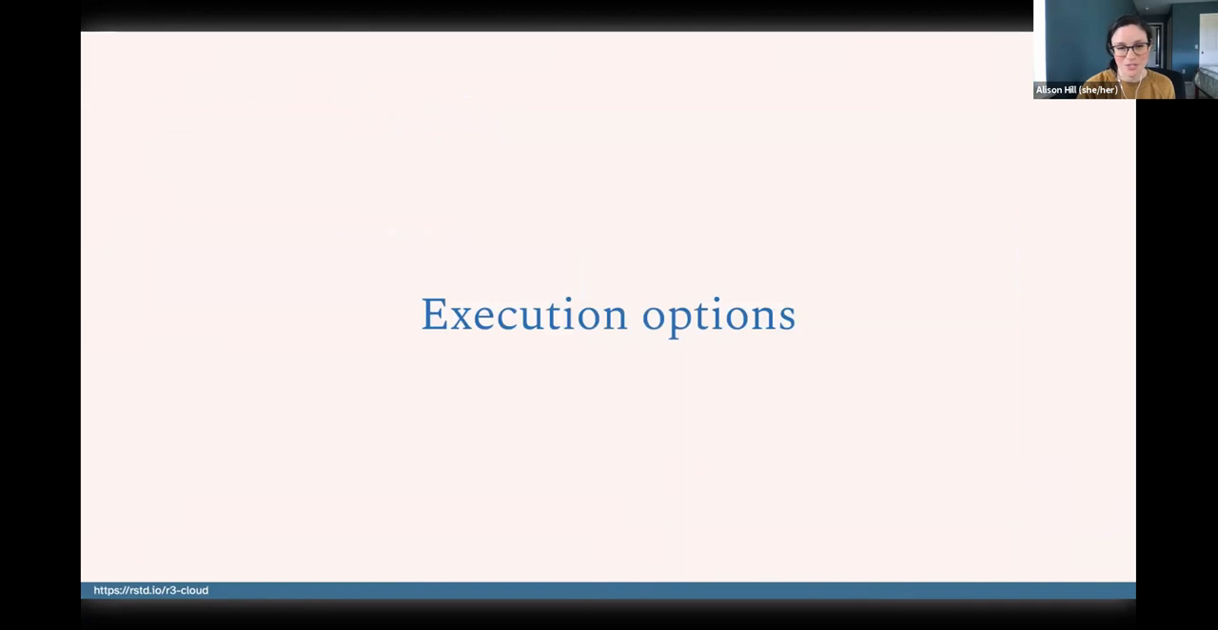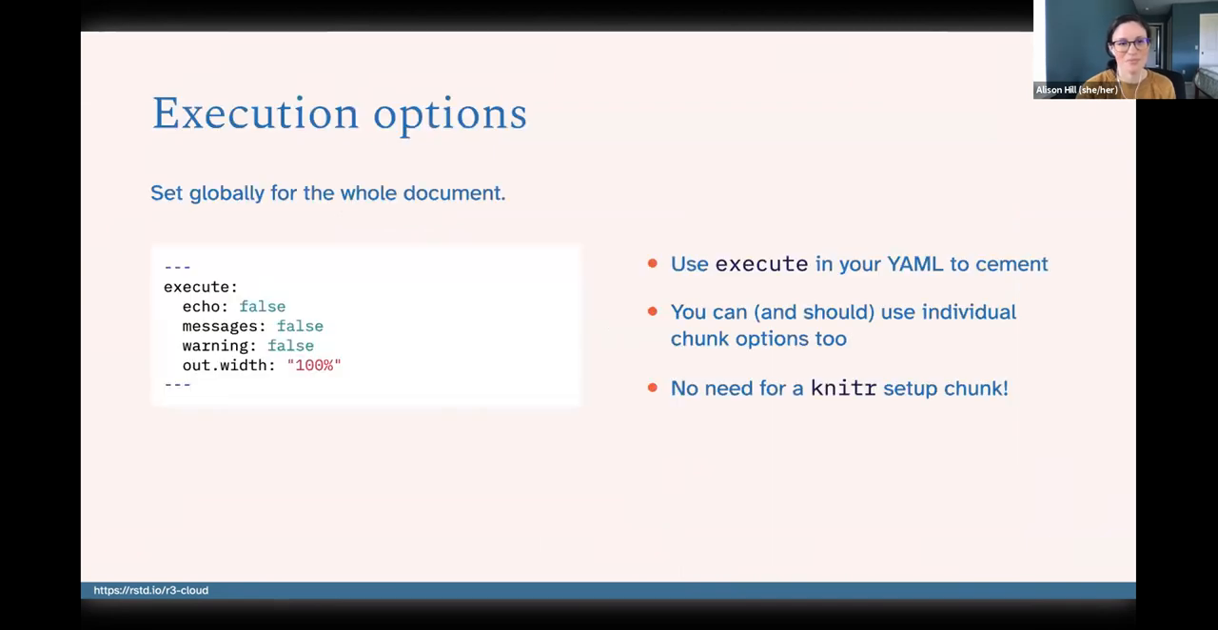Another thing that's nice about Quarto is that you can actually store execution options up in your YAML as well. So execution options refer to those knitr chunk options that we just talked about, but now we're talking about setting them for the whole document. So if you've used R Markdown, you may have gotten used to using a setup chunk. And here we're actually going to put them into the YAML now, which is a nice and refreshing way to do global options for your whole document. And the way you start with this is using the execute key in your YAML to kind of cement this down. And then you can stack them one on top of each other.